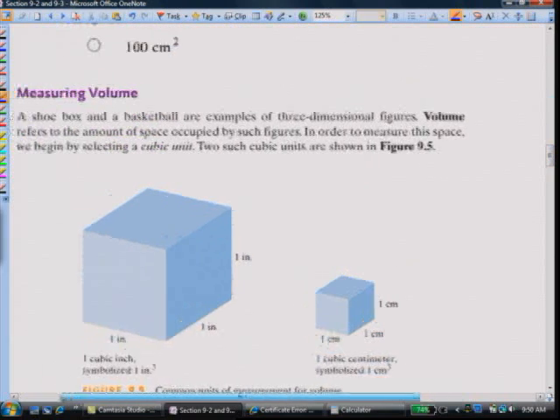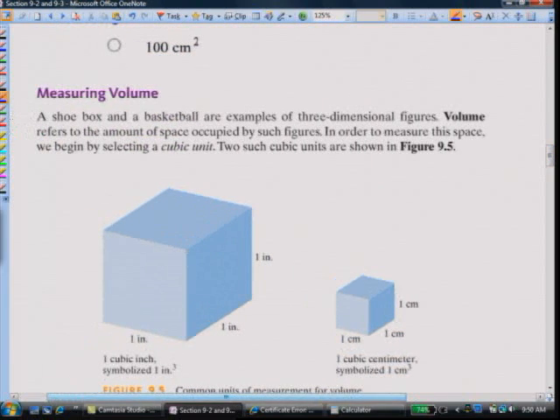Okay, so we also have this concept of measuring area, which we looked at. Now we have another concept, which is measuring volume. A shoebox and a basketball are examples of three-dimensional figures. Volume refers to the amount of space occupied by such figures. And in order to measure this space, we begin by selecting some sort of cubic unit.